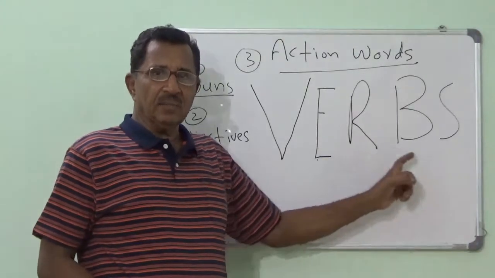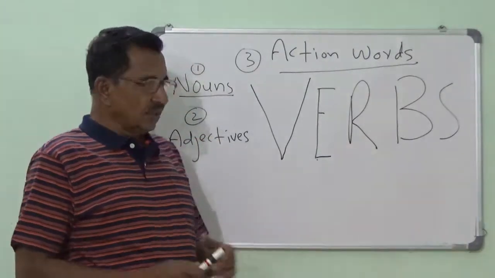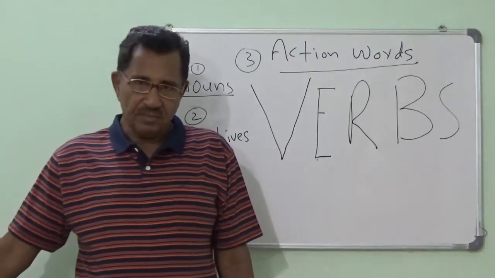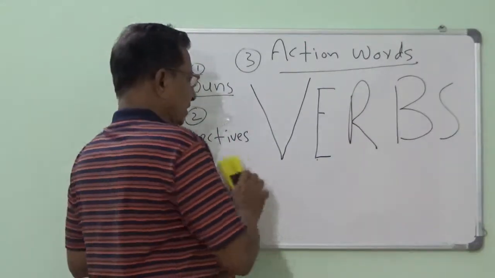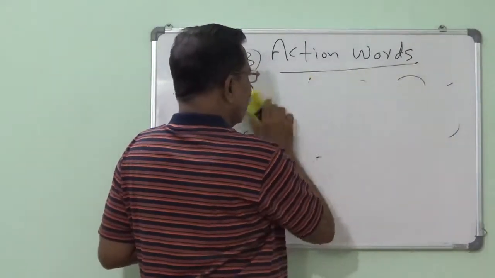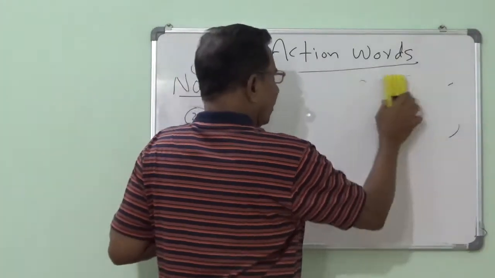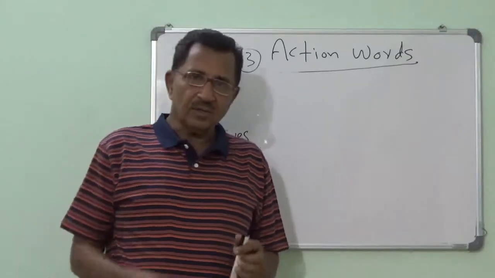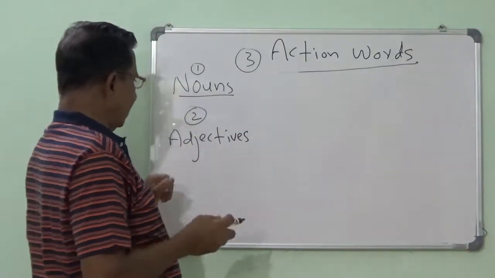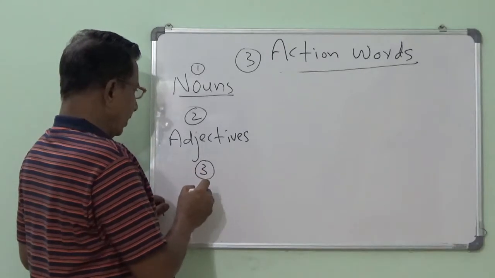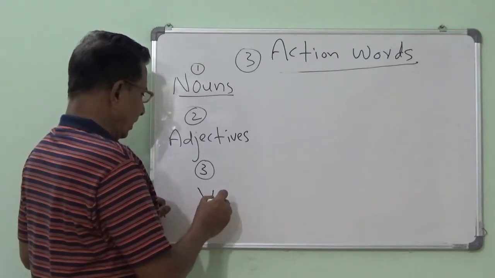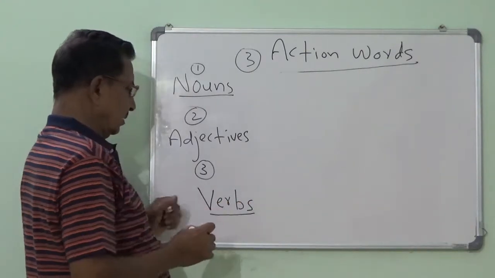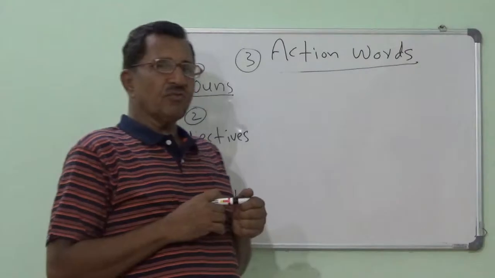Verbs, V-E-R-B-S. Singular is verb. See? Verb. Action words, verbs. Now, let us see some of these action words. What do you call them in grammar? What did I say? Verbs. V-E-R-B-S. That is plural. Singular is verb.